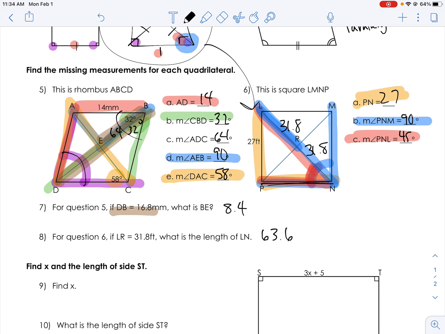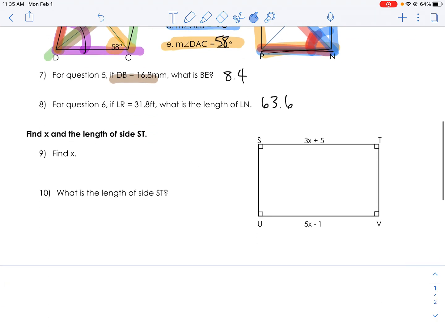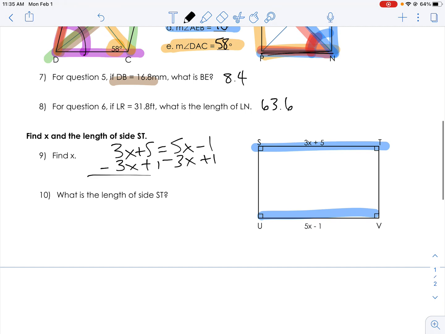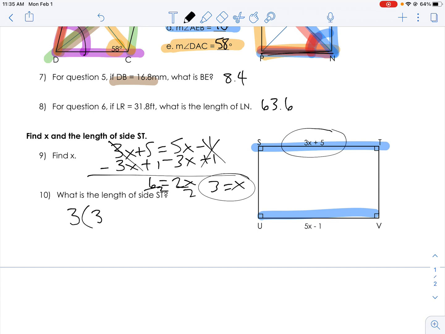And we get 63.6. All right, to find x, we know that this is a rectangle, so these sides are equal. So we get 3x plus 5 equals 5x minus 1. Move your variables, add your constants. So 6 equals 2x. X is 3. So to find ST, we're going to use 3x plus 5. Notice that I replaced this x here with 3. 3 times 3 is 9, plus 5 is 14.